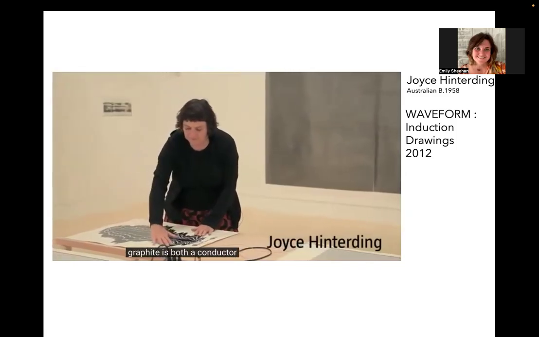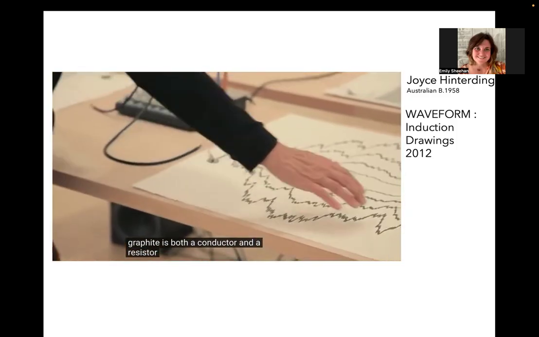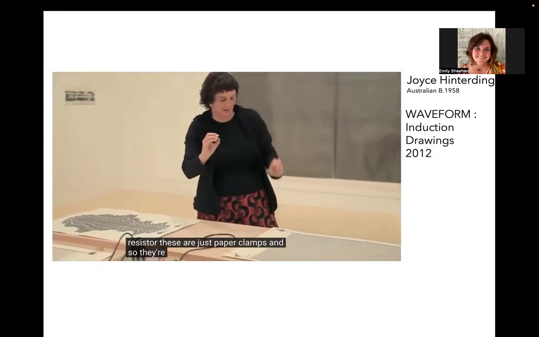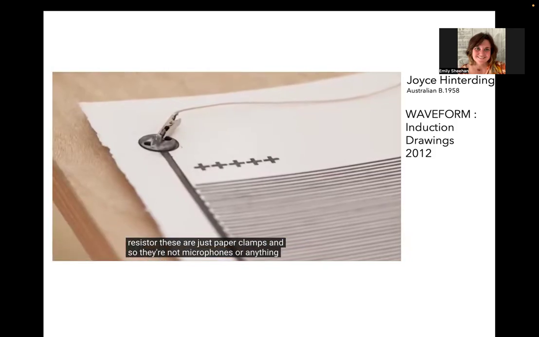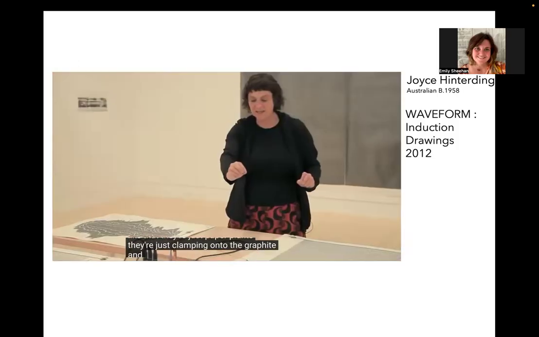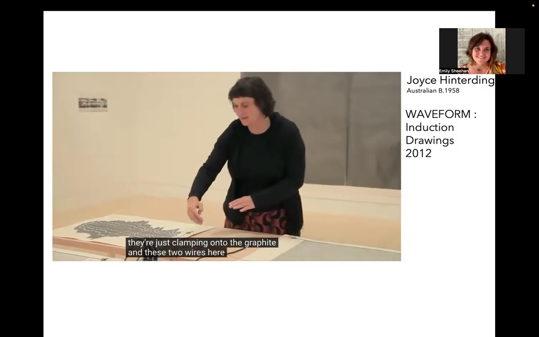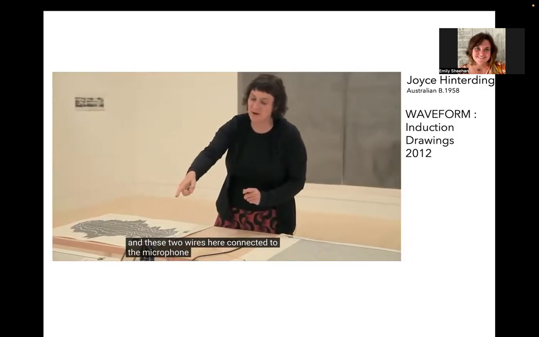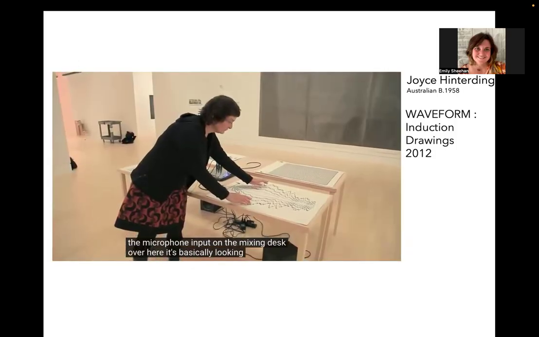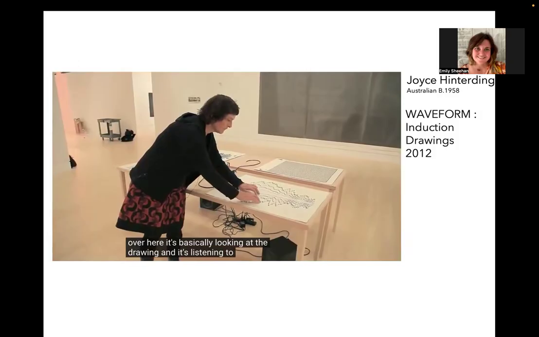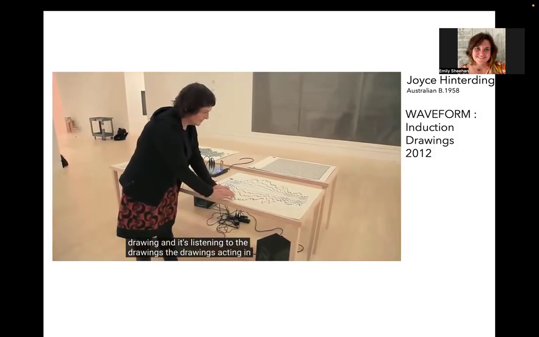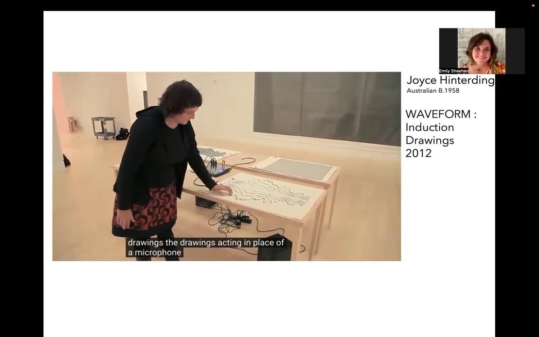Graphite is both a conductor and a resistor. These are just paper clamps. They're not microphones or anything like that. They're just clamping onto the graphite. And these two wires here are connected to the microphone input on the mixing desk over here. It's basically looking at the drawing and it's listening to the drawings. Drawings acting in place of a microphone.